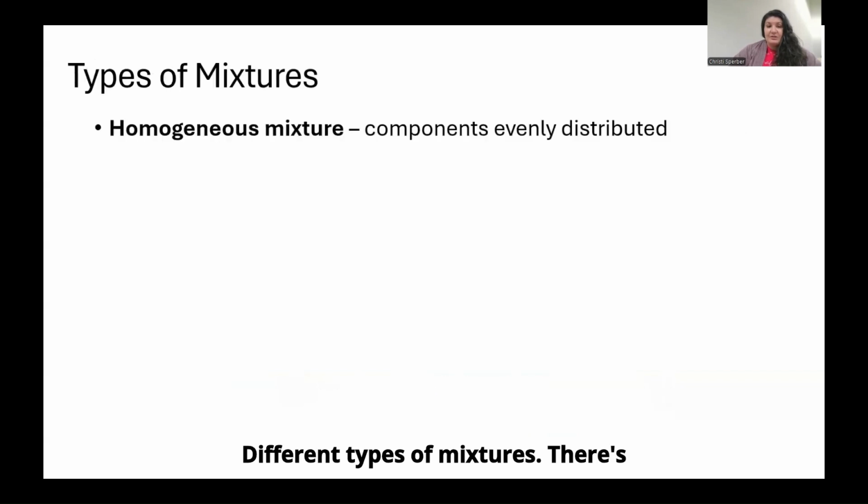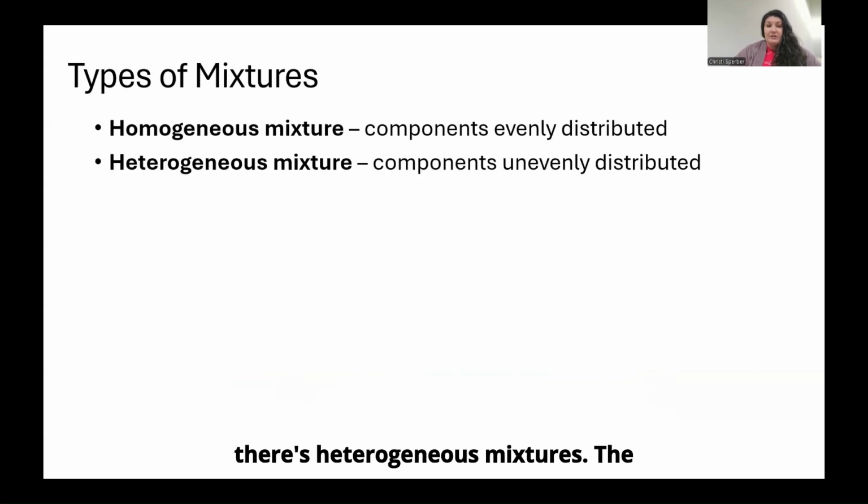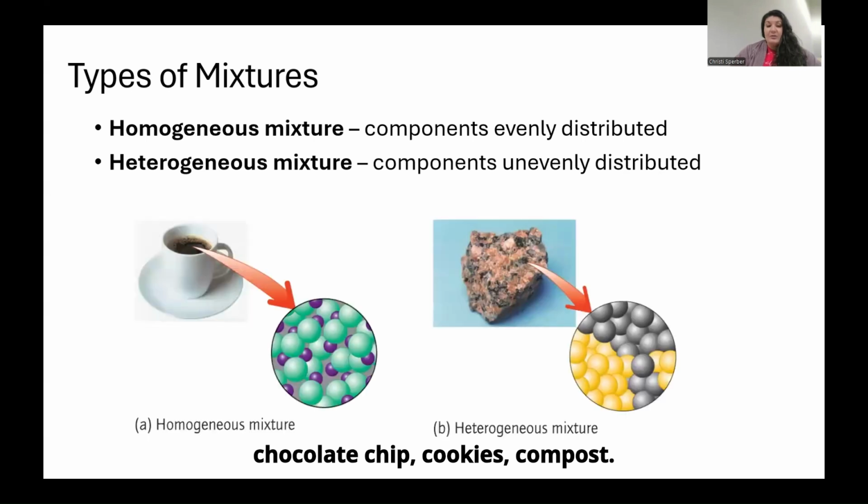Different types of mixtures. There are homogeneous mixtures, in which the components are evenly distributed. It looks uniform in composition and appears visually the same throughout. Then there are heterogeneous mixtures. The components are unevenly distributed. They're not evenly mixed throughout, and the composition varies from point to point. Some examples of this are sand, rock, chocolate chip cookies, and compost.